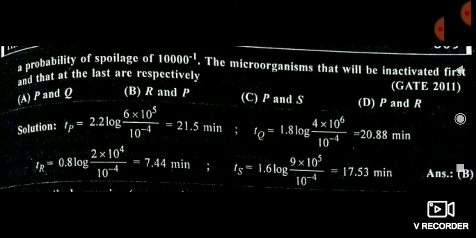So the R microorganism will inactivate first, and the TP value is the maximum, that is 21.5 minutes. So the P microorganism will inactivate last. So option B is the correct option.